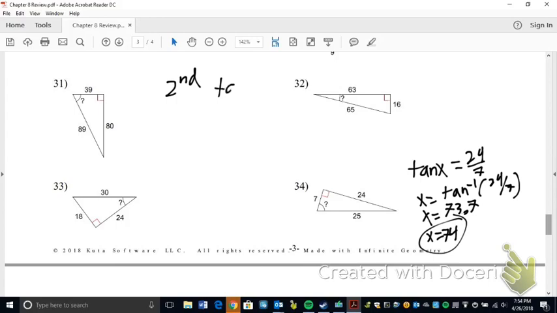Now, so this is what I'm going to do. There are a couple ways to do this. I'm going to hit second tangent, and when I do that on my calculator, this will appear. Tan -1, open parentheses. And then I type in 24 divided by 7.